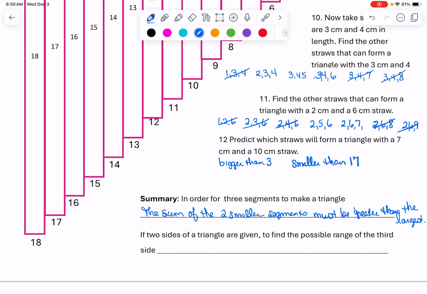And when we are given 2 sides of a triangle to find the possible range of the third side, when we subtract the larger one minus the smaller one, that gets us the smallest value that we could have, and it actually won't work. So anything bigger than the larger minus the smaller, and then the 2 added together will fall flat, so anything smaller than the sum of the 2 will work.